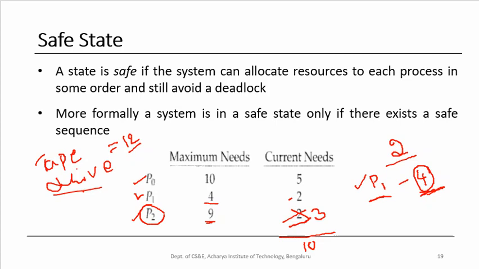A system is said to be in a safe state if there exists a safe sequence of execution of processes. Otherwise the system is in an unsafe state. Why is this very, very important? Because in the deadlock avoidance algorithm, we check whether granting any resource to a requesting process will lead to an unsafe state or not. That's the idea behind the deadlock avoidance algorithm.